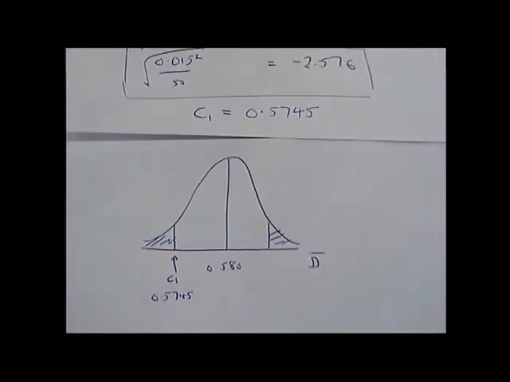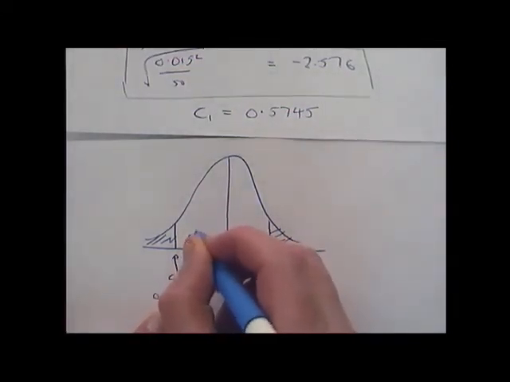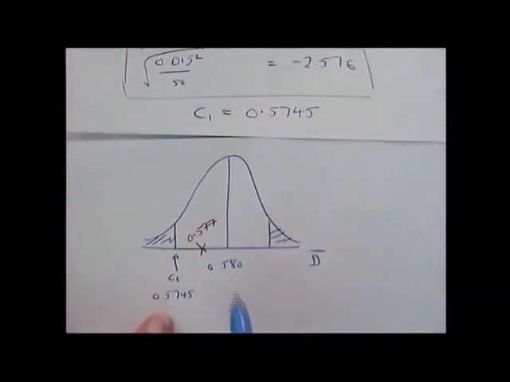So I've just redrawn my diagram again. If my test statistic is in the tail down here, if my test statistic is less than 0.5745, I will reject H0. But the question said the sample mean was 0.577, which is here somewhere. So it's not in the extreme bit. So what do we do? We accept H0. Yeah, that's right. We accept H0.